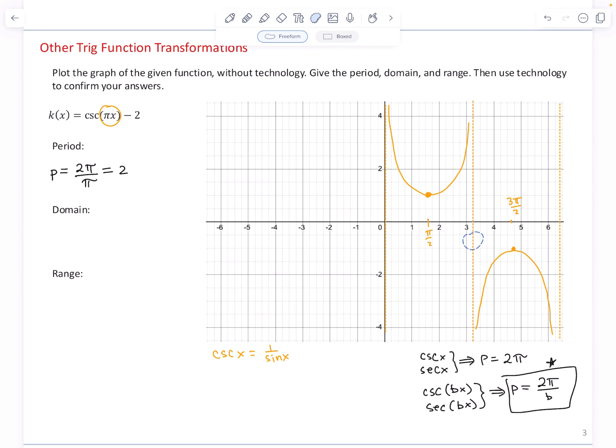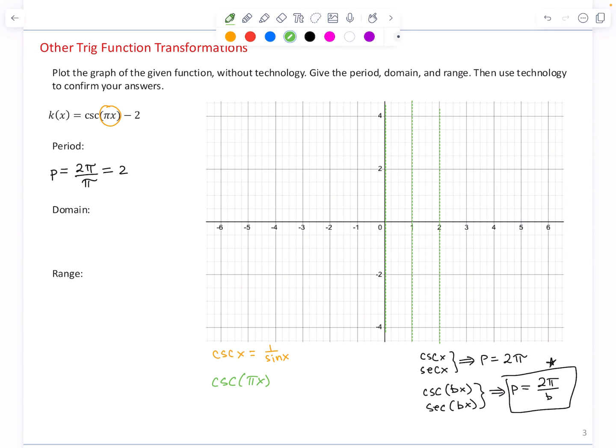And this one will be compressed towards the y-axis to a position of 1. So cosecant of pi x will have these asymptotes, so that it can complete one cycle by the time we go from 0 to 2. This horizontal compression will not change the heights of the maximum and minimum points, which were at 1 and negative 1. Furthermore, halfway between asymptotes, so right here at 1/2, in this case, will be the horizontal position of this minimum. And halfway between 1 and 2, which is at 3/2, will be the horizontal position of this maximum point at negative 1.